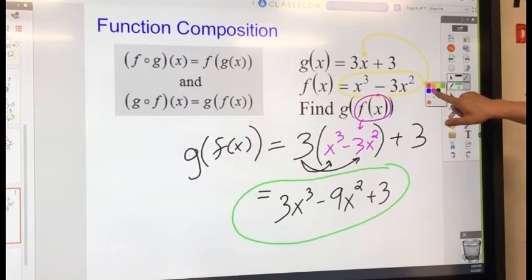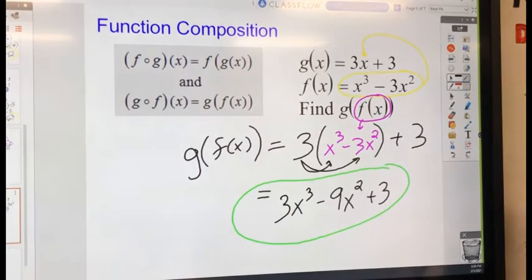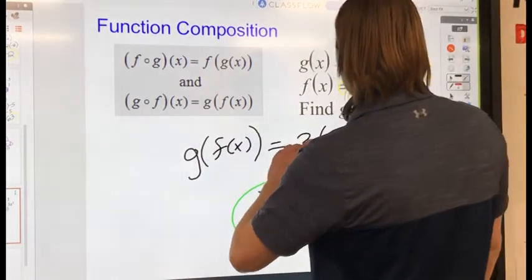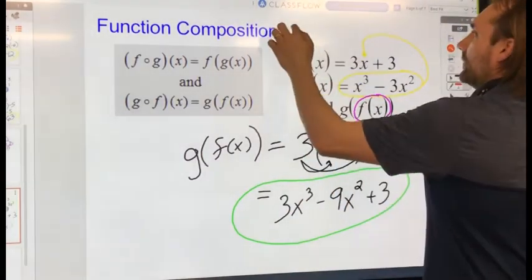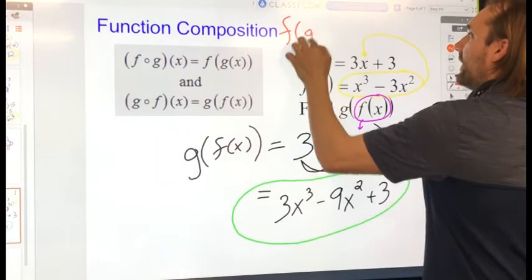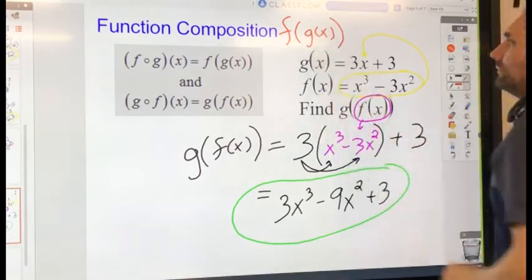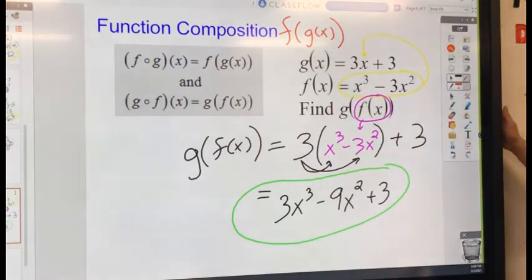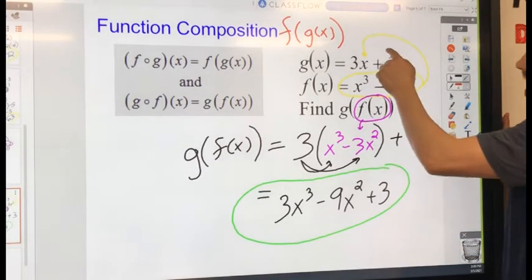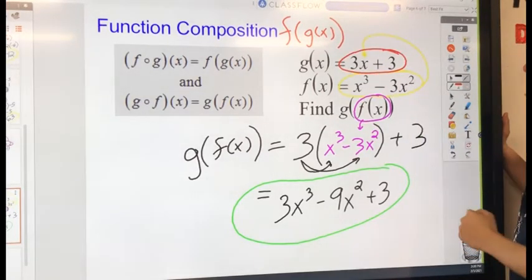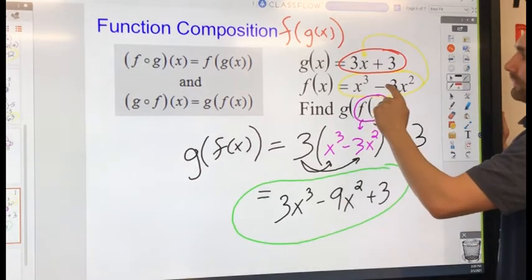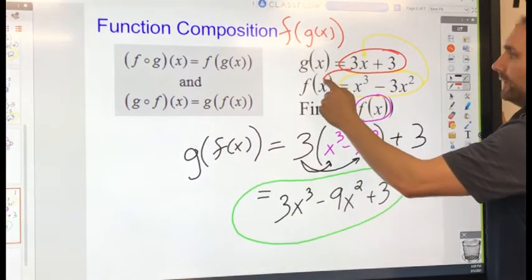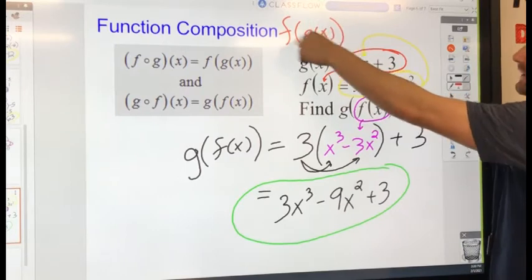Now, what if I were to write this backwards? I'm not going to solve it, I just want to make an example. So I have f of x, and inside of that is going to go g of x. And you put 3x plus 3 inside of the f, or g of x. Where am I putting it? Inside of the parentheses where f is. Okay, I can put it here. So that'll be the same as writing f of g of x.